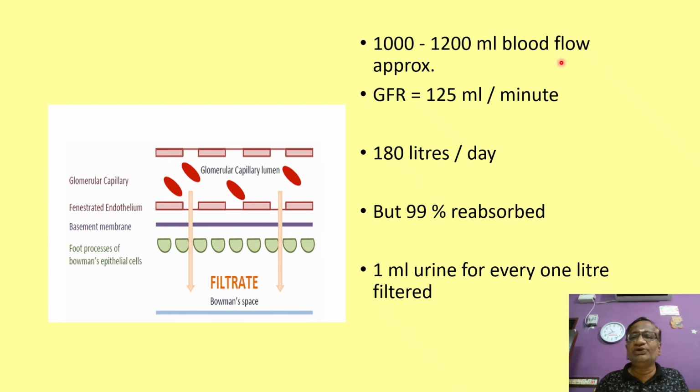Now we already said 1 to 1.2 liters. See here, 1 liter blood flow. GFR is 125 ml per minute. Glomerular filtration rate is around 180 liters per day. But 99% is reabsorbed. So for 1 liter of urine filtered, only 1 ml of urine is formed. The actual filtrate is around 180 liters per day, and approximately 1500 to 1800 ml of urine is formed.